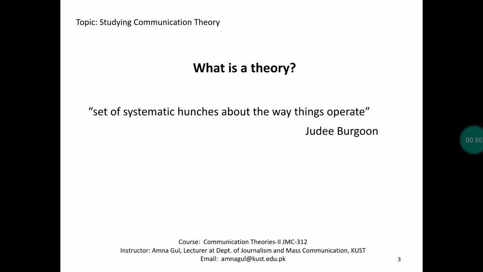As I told you earlier, this definition of Judy Burgoon: a theory consists of a set of systematic hunches about the way things operate. So the whole concept was how this works. We discussed three elements in it. The first one from Burgoon's notion of theory was the idea that a theory consists of a set of hunches. It's not just one single hunch, but a set of hunches. Then the second point that we discussed was what is the meaning of saying that those hunches are informed hunches. And lastly, we discussed that the hunches have to be systematic.